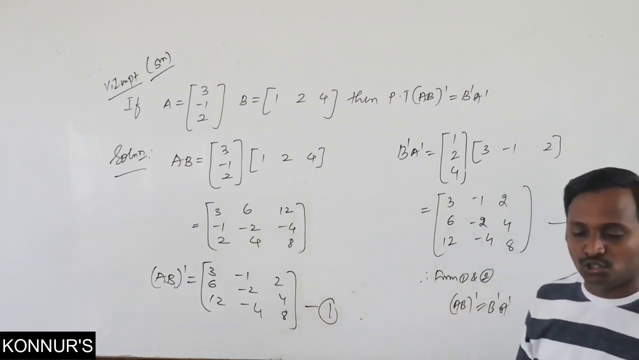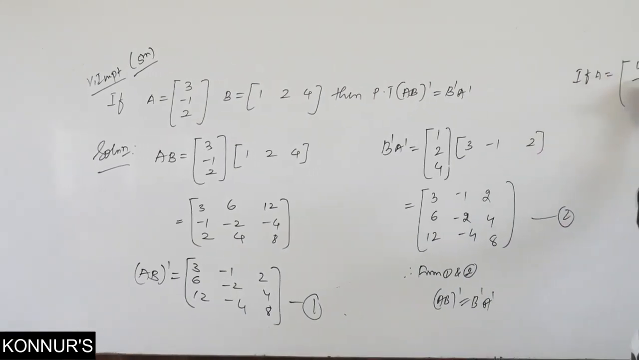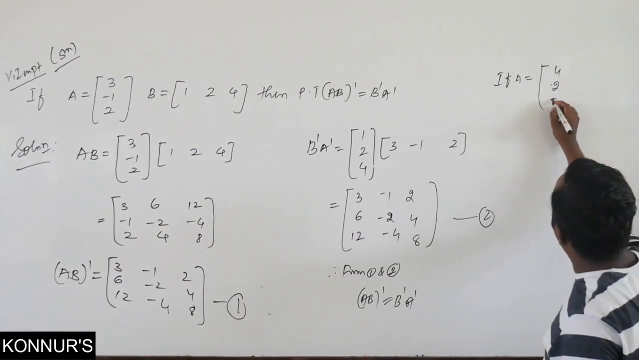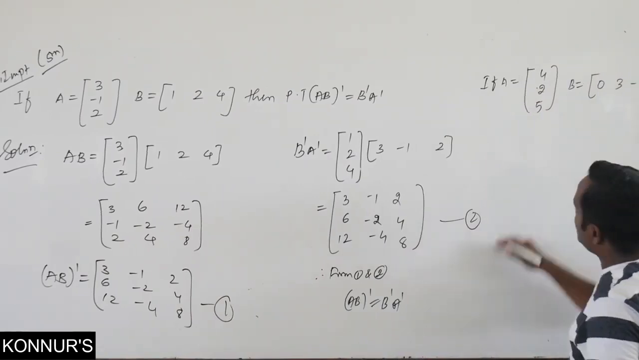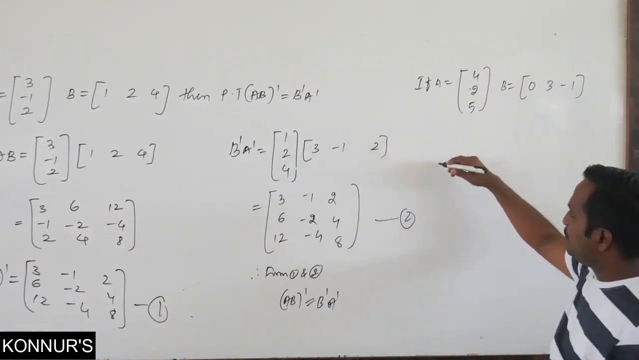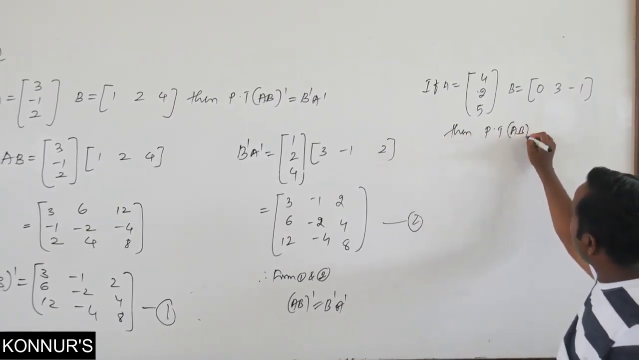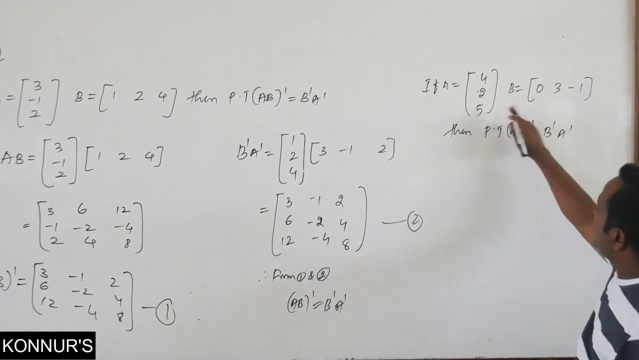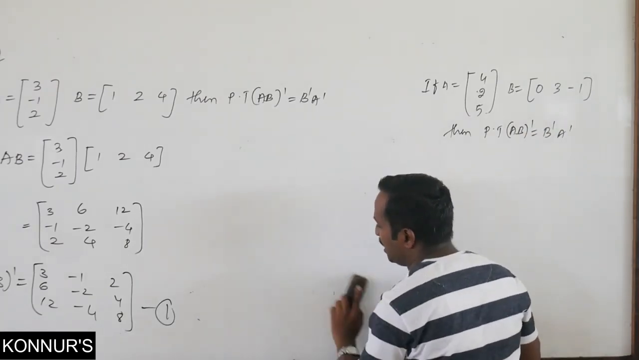Now the important question, I will rewrite the question with a little change. I will change it, check it. A is 1, 4, 2, and B is 5, 0, 3, minus 1. Same question: prove that (AB)' is equal to B'A'. Elements may change, but the question is almost similar, having the same properties.